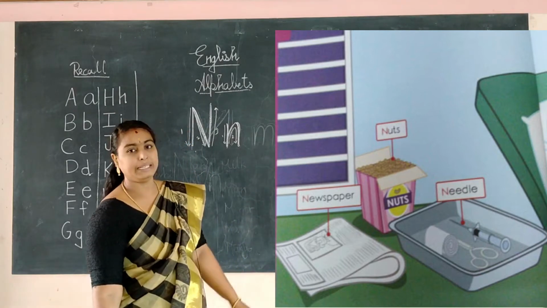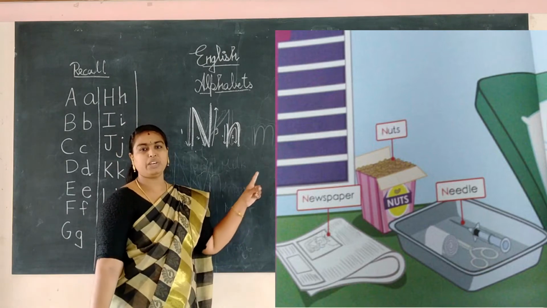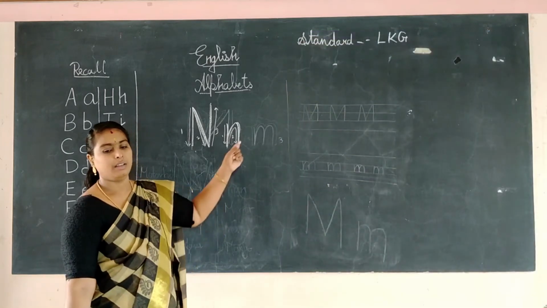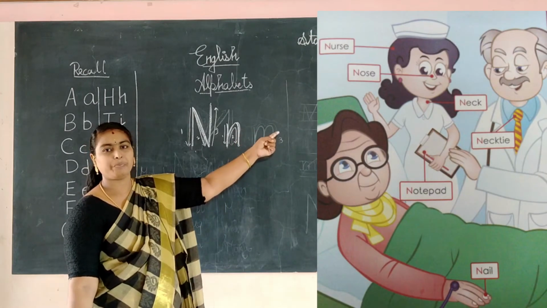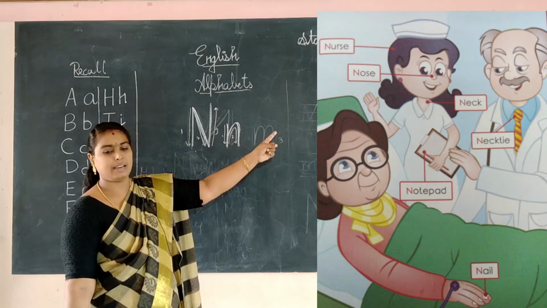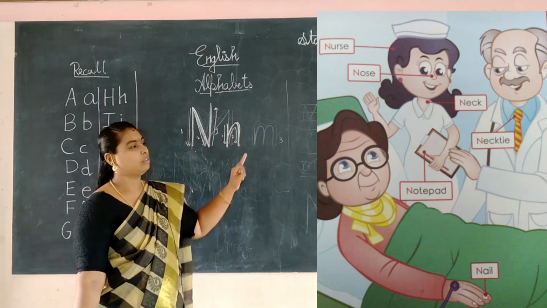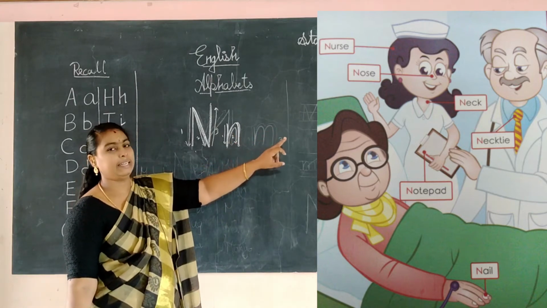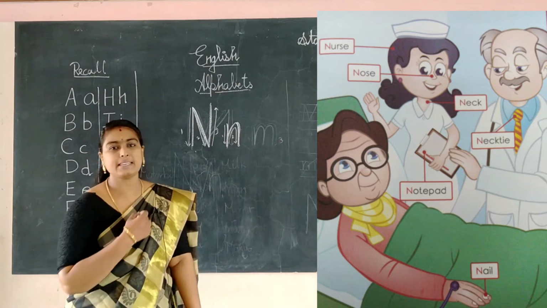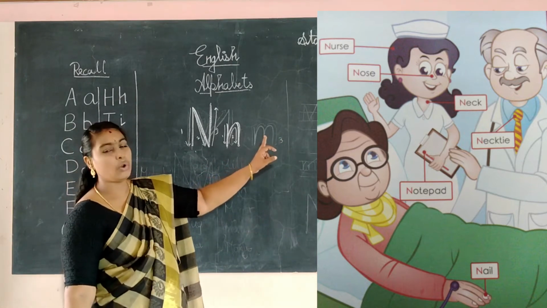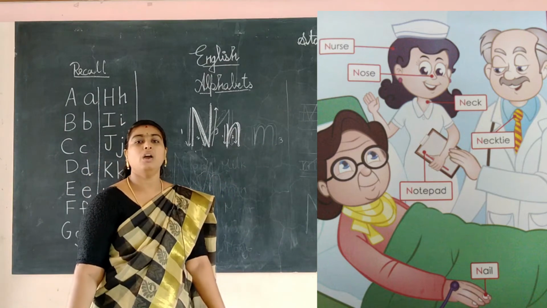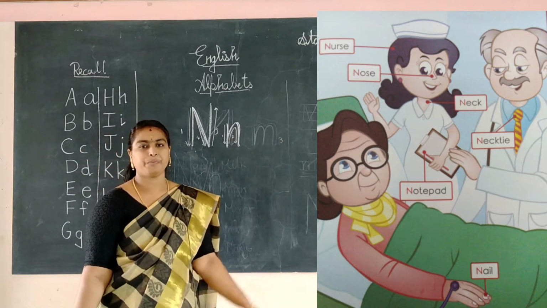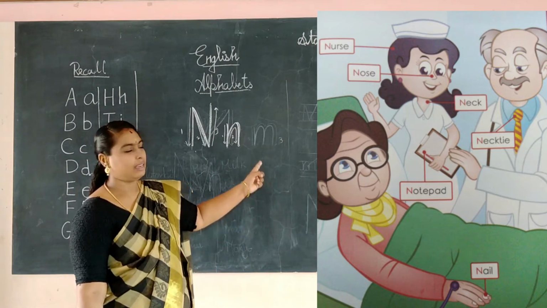The next picture is needle. What is the next picture? Needle. Say the sound. Needle. The next one is nurse. What is this? Nurse. And the next one is nose. What is this? Nose. The next one is necktie. Necktie. The next one is notepad. What is this? Notepad. The next one is nail. What is this? Nail. Say again.